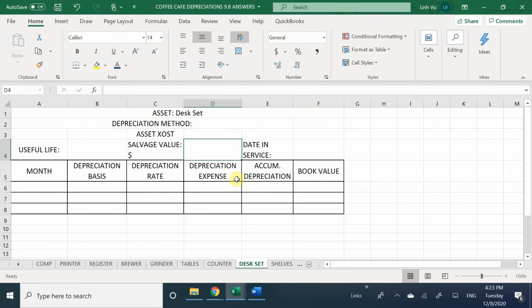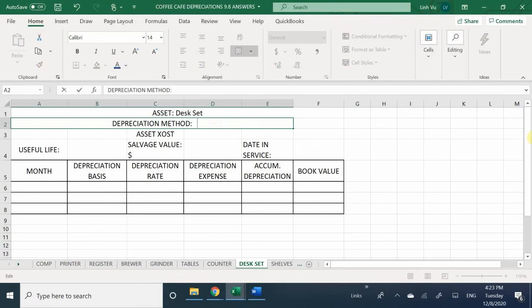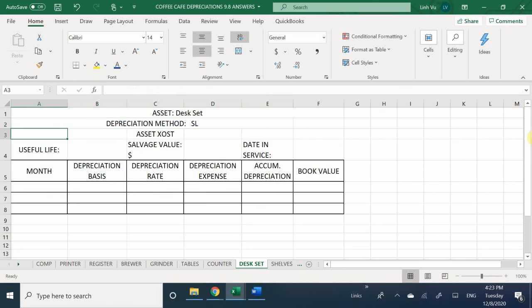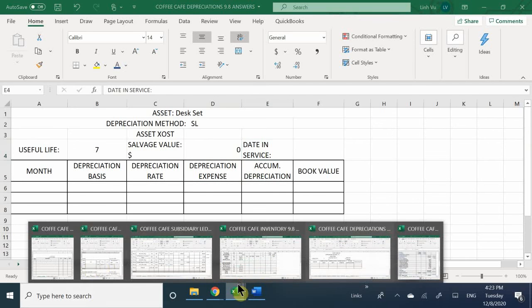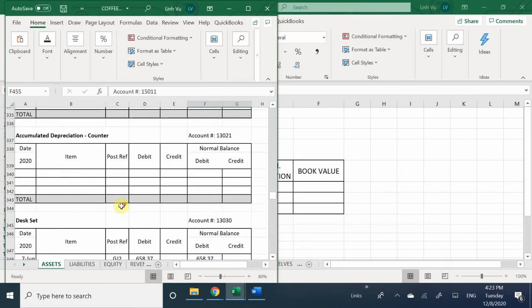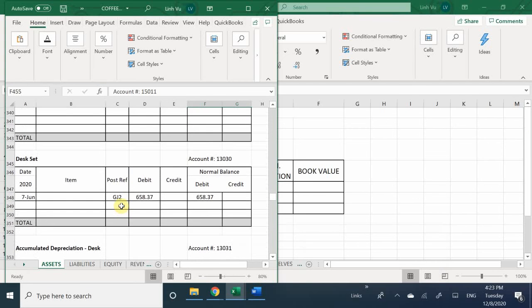So again, let's go ahead and do the desk set. The desk set is straight line. Estimated life is 7, 0 salvage value. And how much did it cost you for the desk set? Information, $658.37.